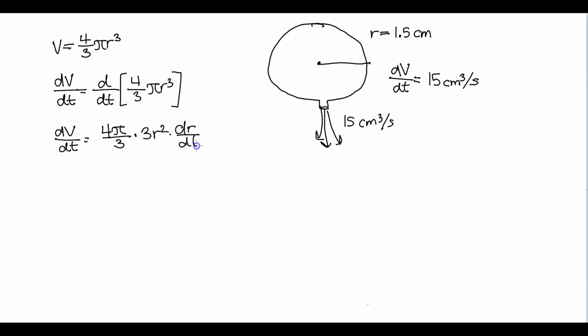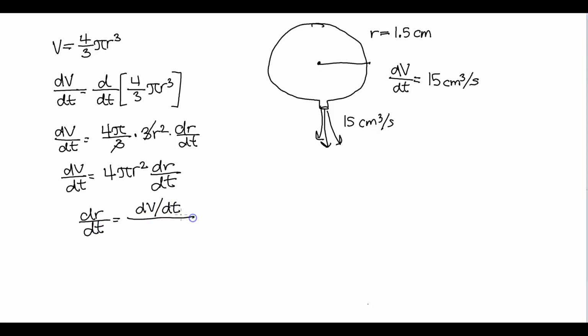dr/dt, meaning the 3's cancel. So we get dV/dt equals 4 pi r squared dr/dt. Okay, so dr/dt equals, we're going to divide by 4 pi r squared, dV/dt over 4 pi r squared.